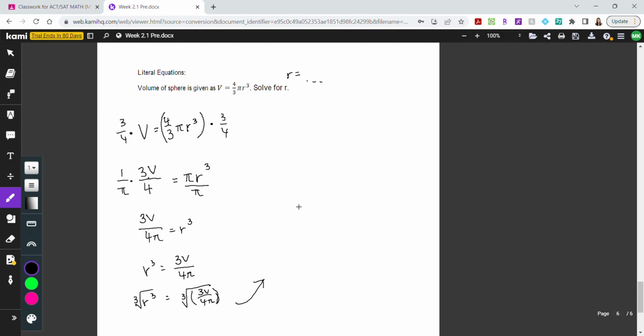And so then finally our equation is going to look like r equals the cube root of 3V over 4 pi. And that's our solution. And that's how you do literal equations. You're just manipulating the things around so that you have the variable that you want, in this case r, by itself. All right, if you have any questions about this, I know it's a lot. Again, bring it to your deep dive lesson. Okay, have a good rest of your day.